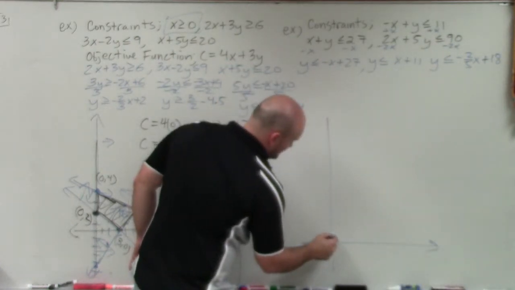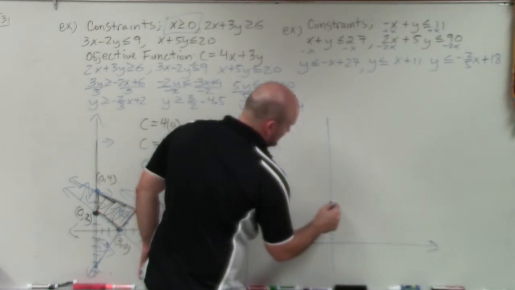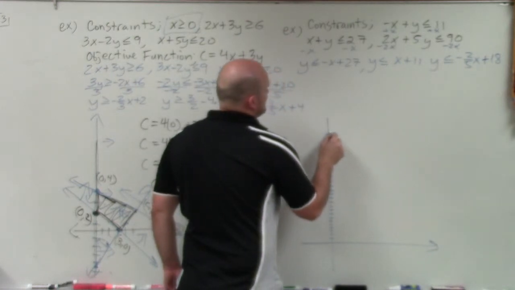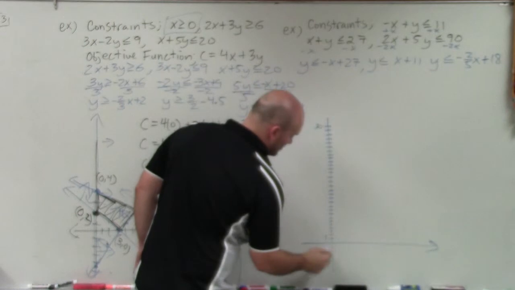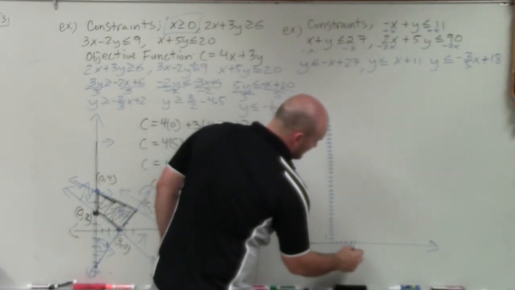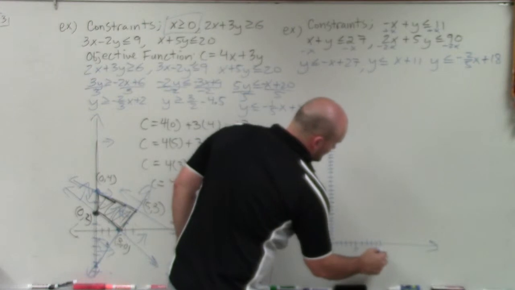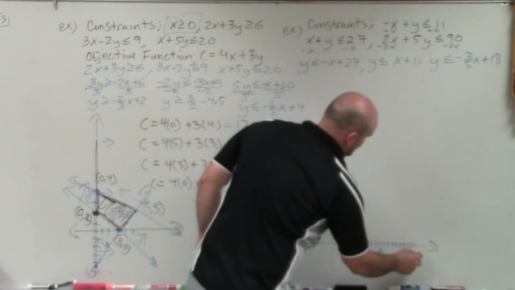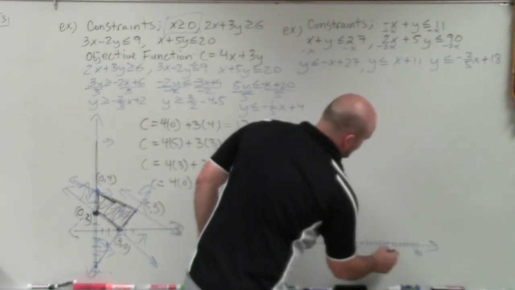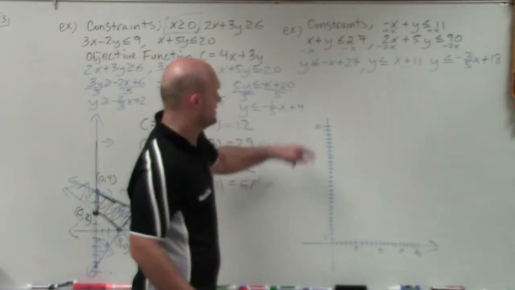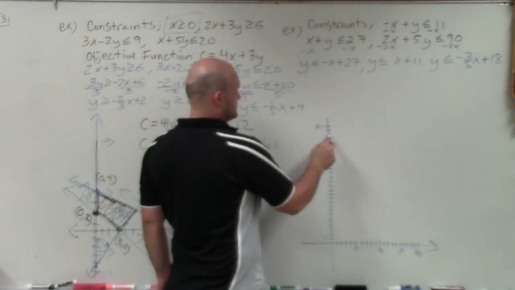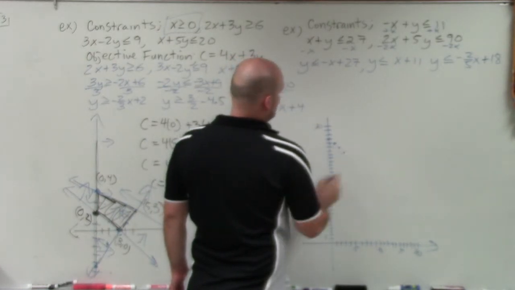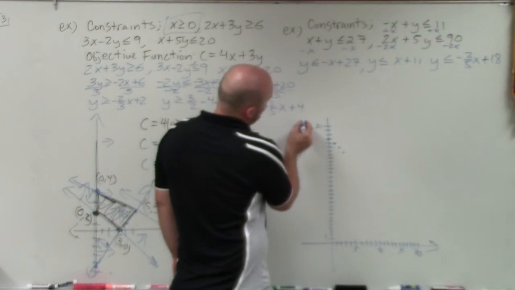OK, so 1, 2, 3, and so on, counting up to 30. I'm going to go by 1s: 1, 2, 3, up to 20. And then 1, 2, 3, 4, 5. OK, so I'm going to go up to 27. So 30, 29, 28, 27. I'm going to go down 1 to the right 1, down 1 to the right 1, down 1 to the right 1. And that is going to be a line, and that's going to go below.